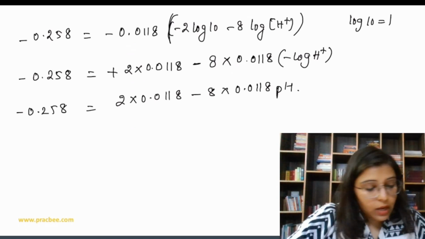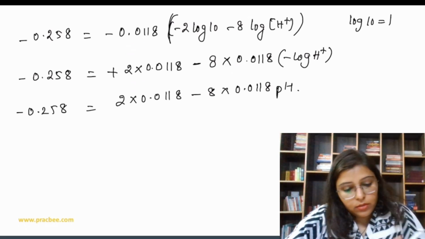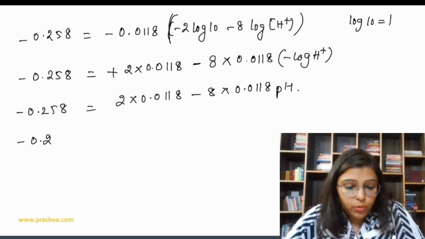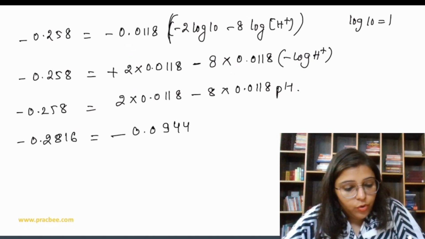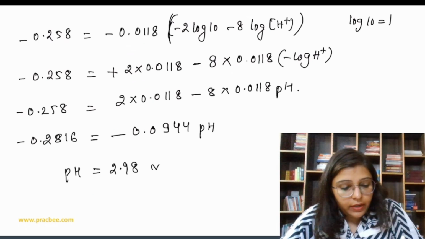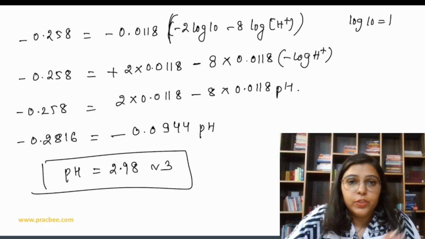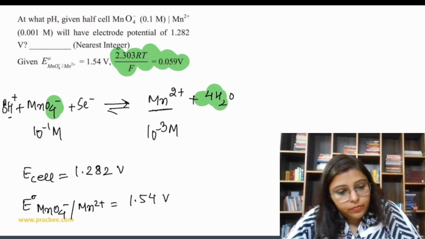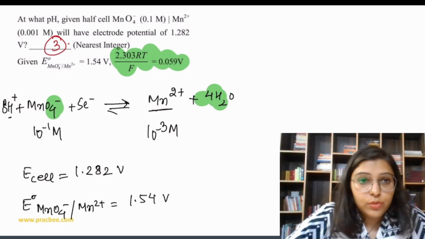Okay? So now on solving this, okay, so we get this thing minus 0.2816, it is equal to minus 0.0944 pH. So on solving, pH comes out to be 2.98, which we can write as 3. So the answer is going to be 3. Okay, then let's do next question.